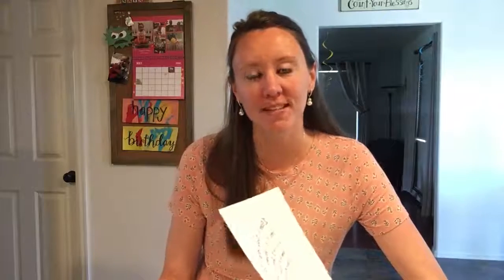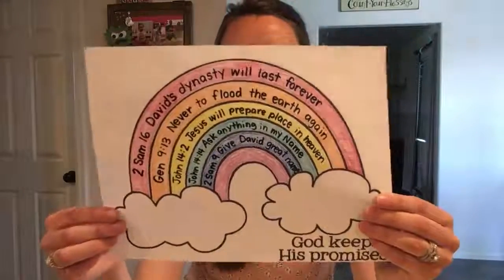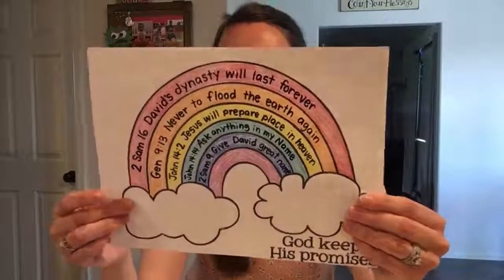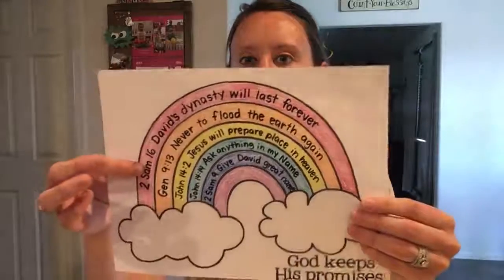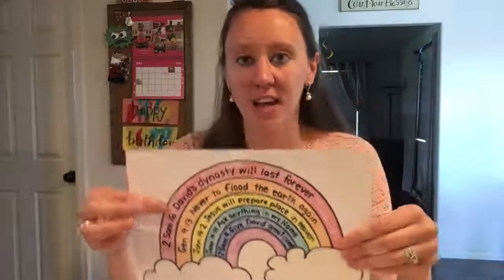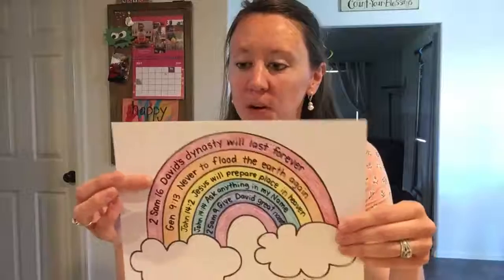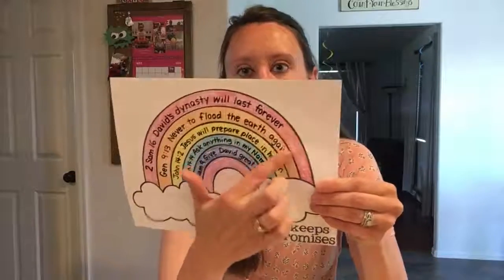So once you have your rainbow, in each section, we're going to write an example of a covenant or a promise that God has made with his people. For my example, I'm going to use the coloring sheet with crayon that I did. So in the red section, I wrote a covenant that we learned about today, which was from 2 Samuel chapter 16. And the covenant that God made with his people was that David's dynasty would last forever.